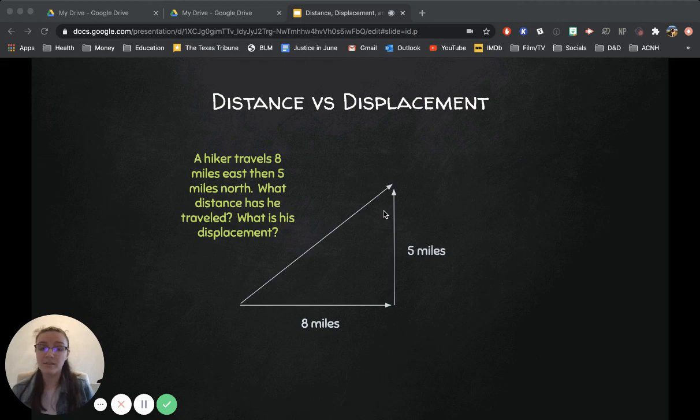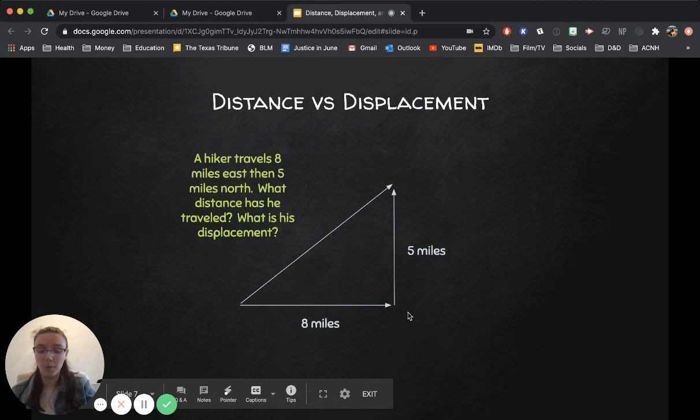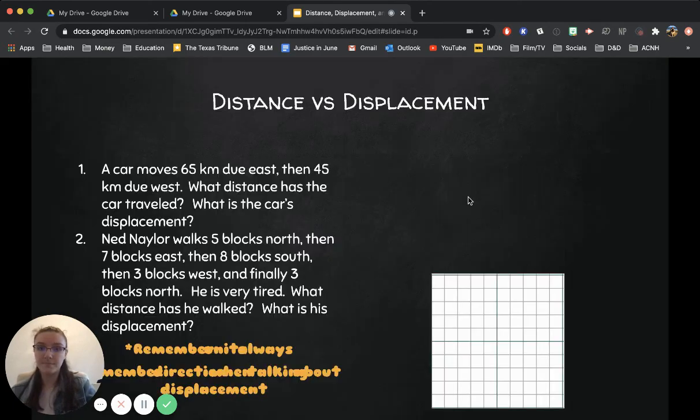9.43 miles. So his displacement up and to the right, or east and north, is going to be smaller than the full distance he traveled. He traveled 13 miles, but his displacement is only 9.4 miles to the northeast.